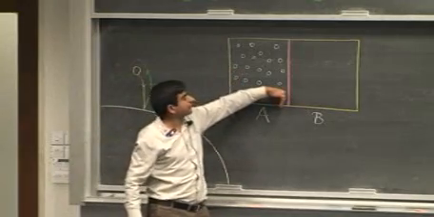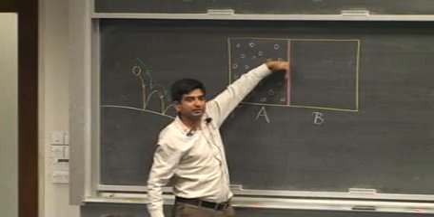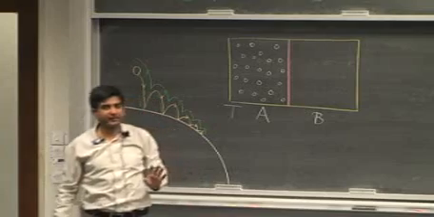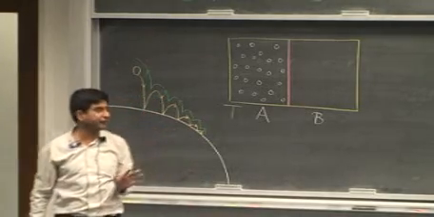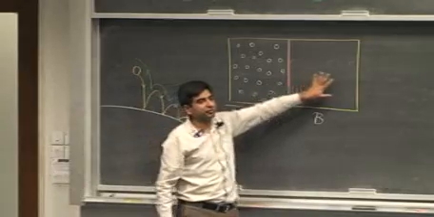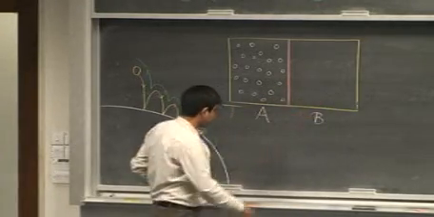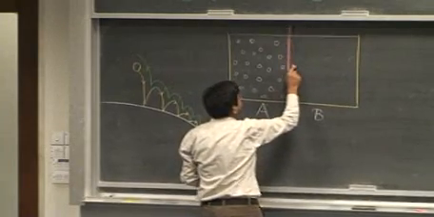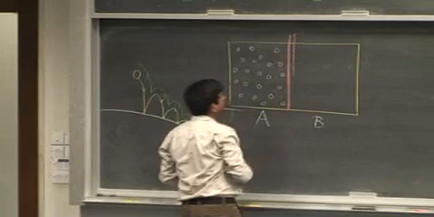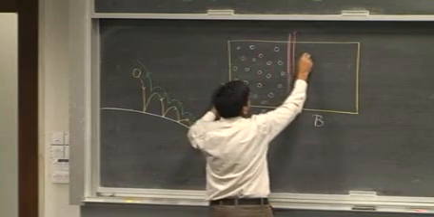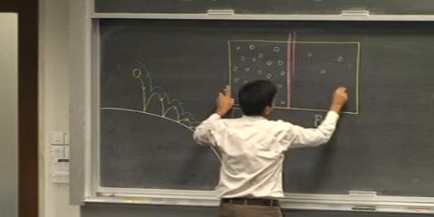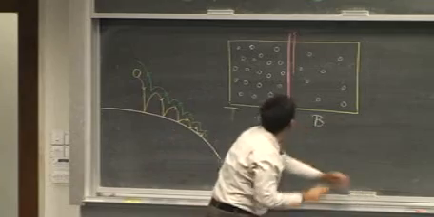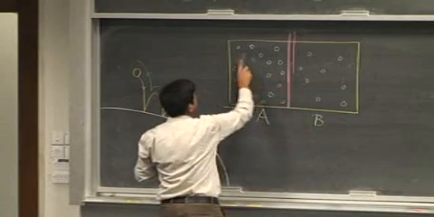Now you slowly lift this partition. What would happen? What would happen to the gaseous atoms? They would diffuse out of compartment A and go into B, right? So I slowly withdraw this screen, it goes up, I take it out. Eventually the atoms would be found distributed in the combined A plus B system.